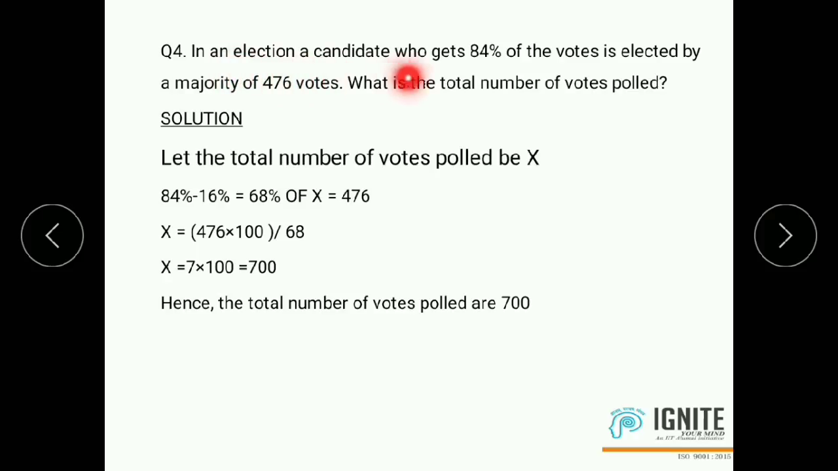Fourth question. In an election, a candidate who gets 84% of the votes is elected by a majority of 476 votes. What is the total number of votes polled? Let the total number of votes polled be X. Here, one candidate gets 84%, that means other candidates get 16%. Elected by a majority of 476 means the difference between the votes equals 476. That means 84 minus 16 equals 68% of X equals 476. Simplify, then we get X equals 700.